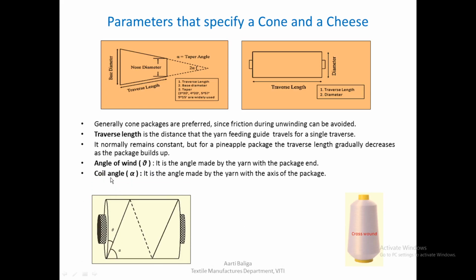You have one more angle, which is the coil angle, alpha. It is the angle made by the yarn with the axis of the package. This is the axis of the package, and this is the angle that it makes. This is known as alpha. The angle of wind and coil angle are complementary angles, and they add up to 90. As you can see, this would add up to 90 degrees.